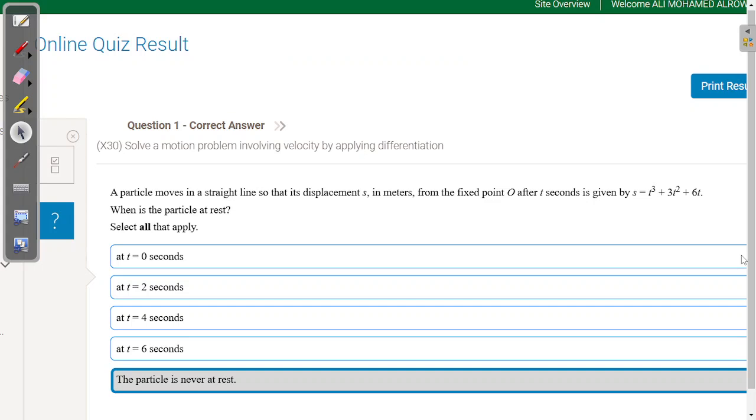Let's start. A particle moves in a straight line so that its displacement s in meters from the fixed point O after t seconds is given by s equals t cubed plus 3t squared plus 6t. When is the particle at rest?